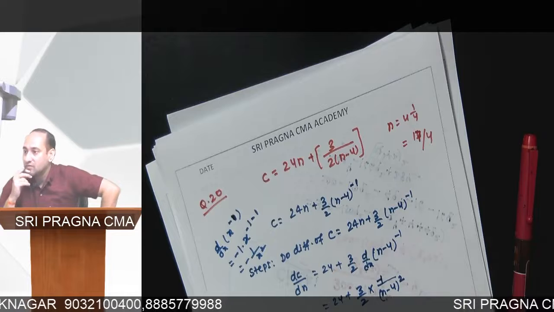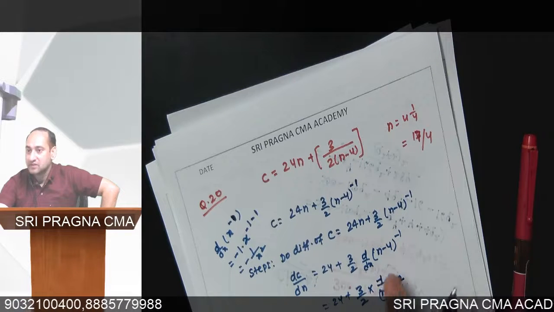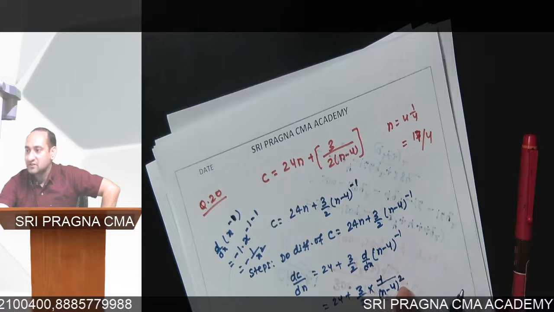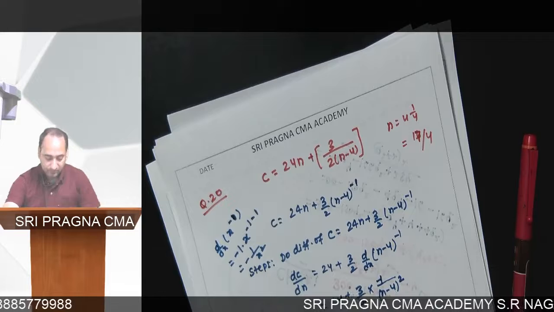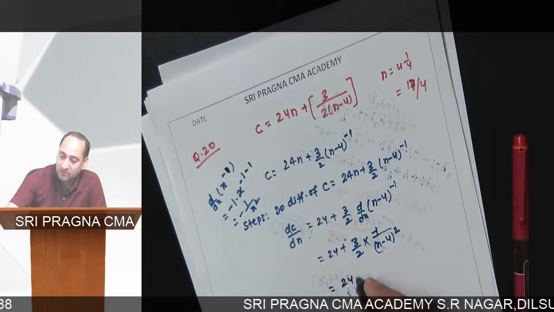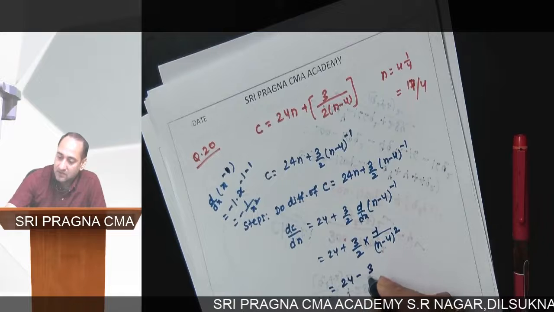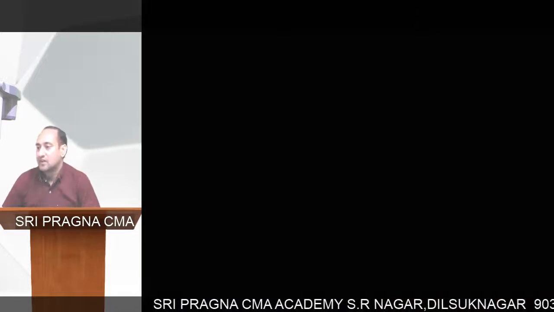Is it clear to all of you? Anybody has doubt? This is minus 1, and this is minus 1. Everybody is comfortable? This step clear? So let me write in the proper way: 24 minus 3 by 2n minus 4 whole square.